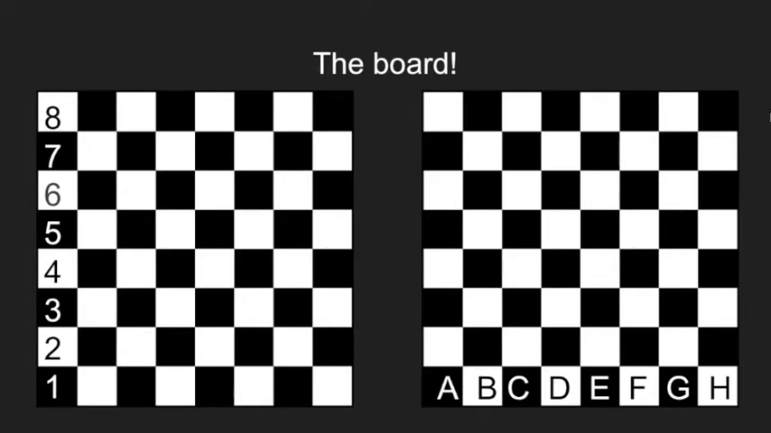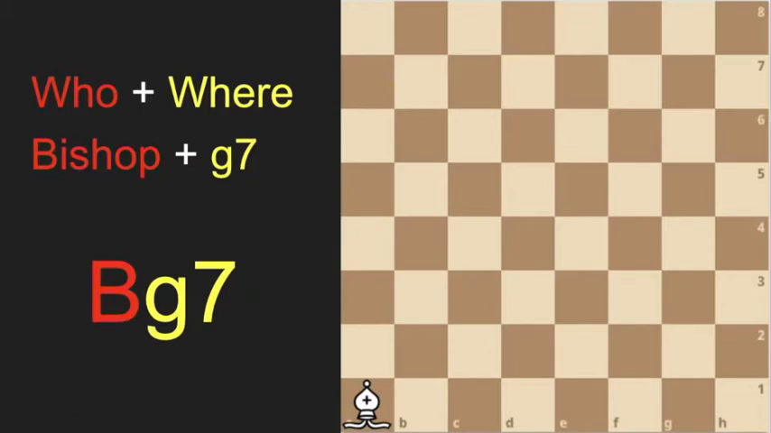Now, let's look at some example moves. So here we have a position with a bishop on A1. We want to move this bishop to the G7 square. So, answering the questions, who would be the bishop, and where would be G7? Hence, we get the move, bishop G7.